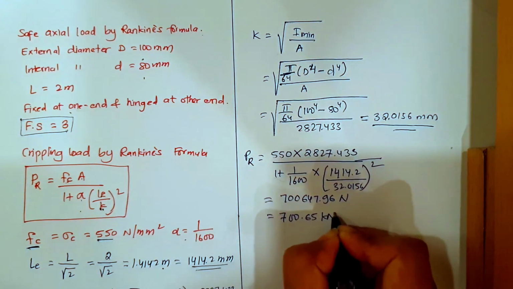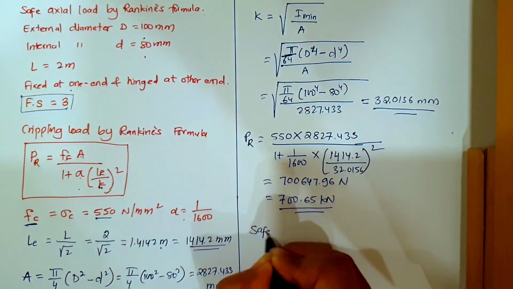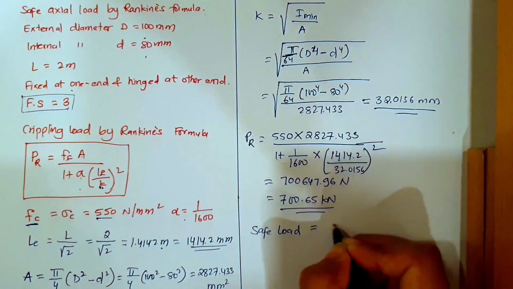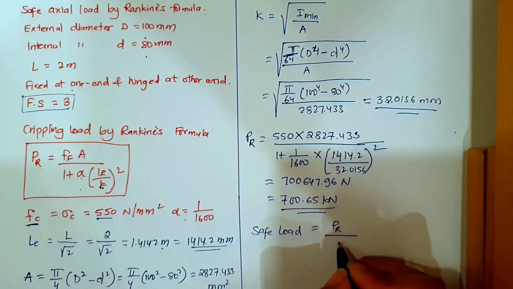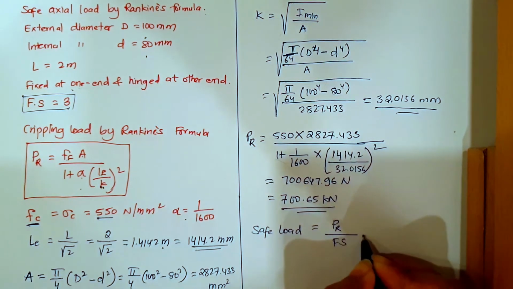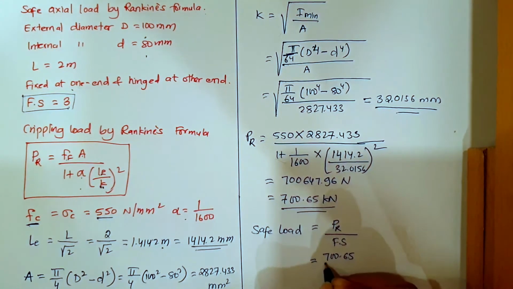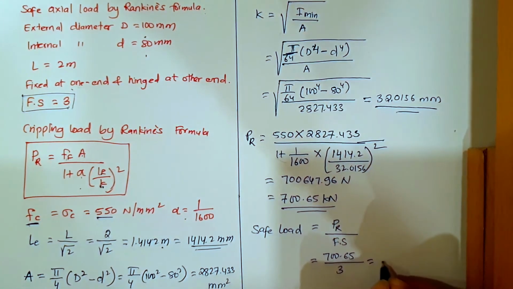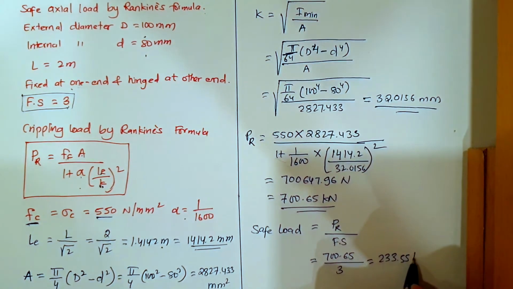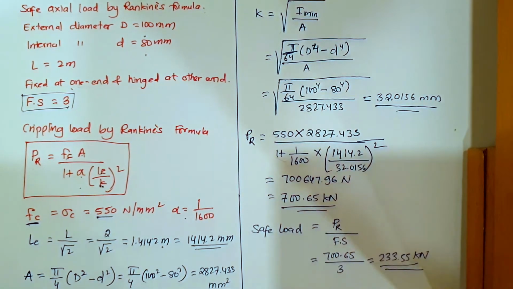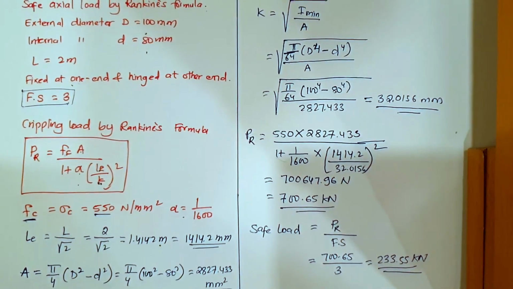Now if you convert this into kilonewton, it will be 700.65 kilonewton. Okay, now from here if you find the safe load, it will be equal to Rankine's crippling load divided by factor of safety. So this will be equal to 700.65 divided by 3, and we get 233.55 kilonewton. Okay, so this is the safe load. So I hope this numerical is clear.